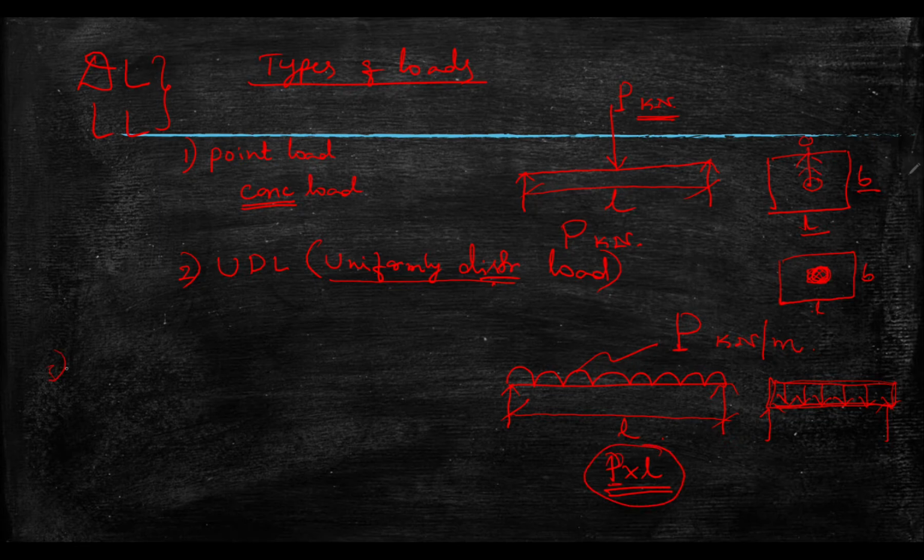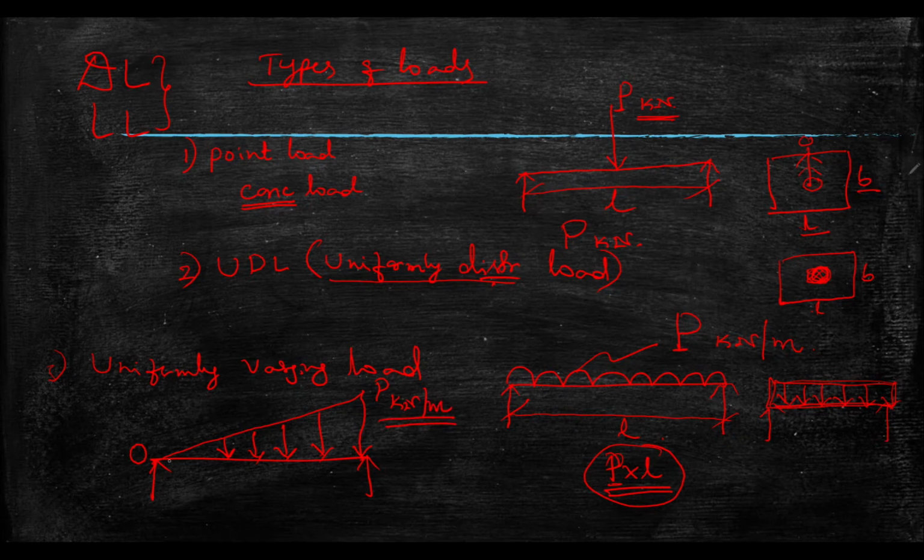Next we have uniformly varying load. If I take the same beam, if the load is varying from one end to the other end like this, in this case we have 0 here, and we have the maximum, which we can call P kilonewton per meter. So per meter it is increasing like this from 0 to P. So it is uniformly varying. That means if you take at the center of that, it is exactly half of the load. So it is in the form of a triangle.